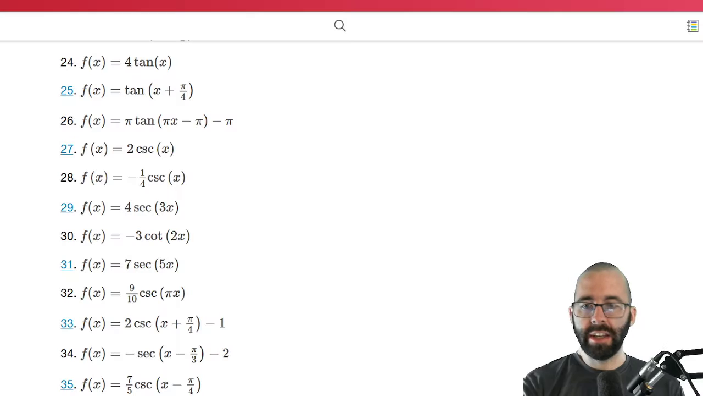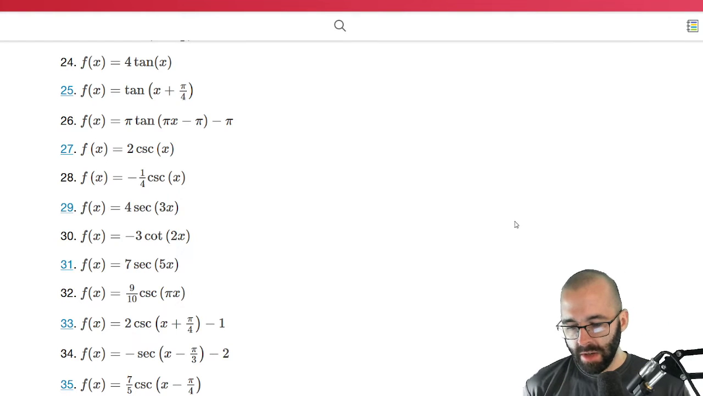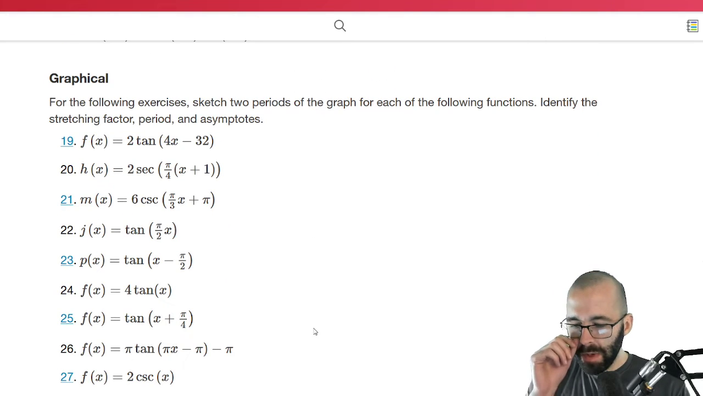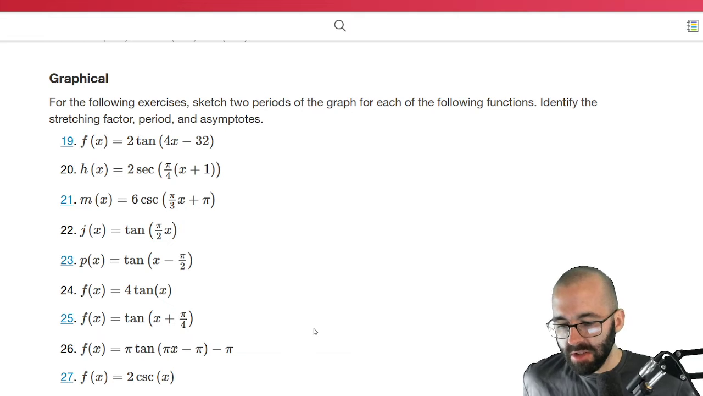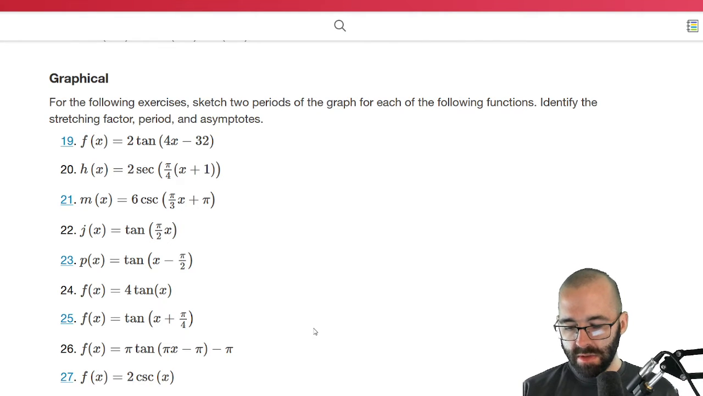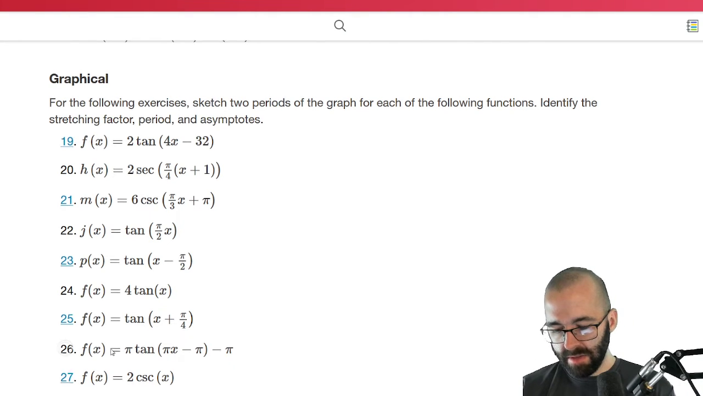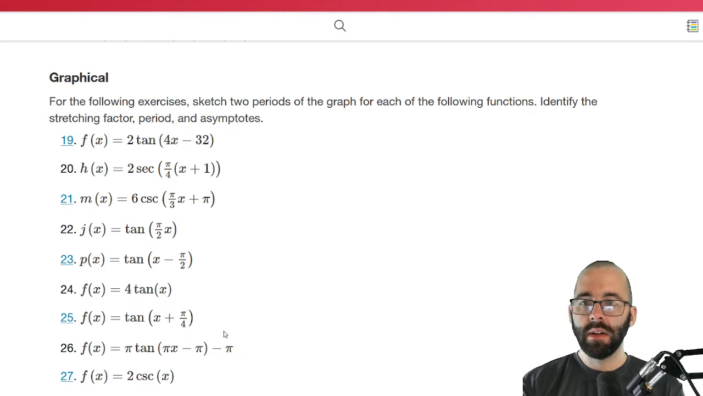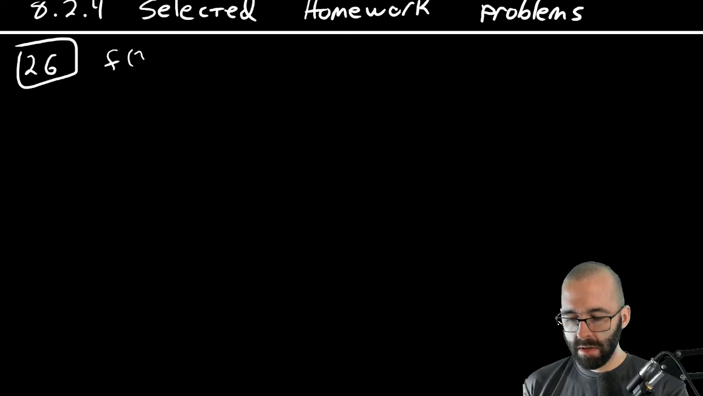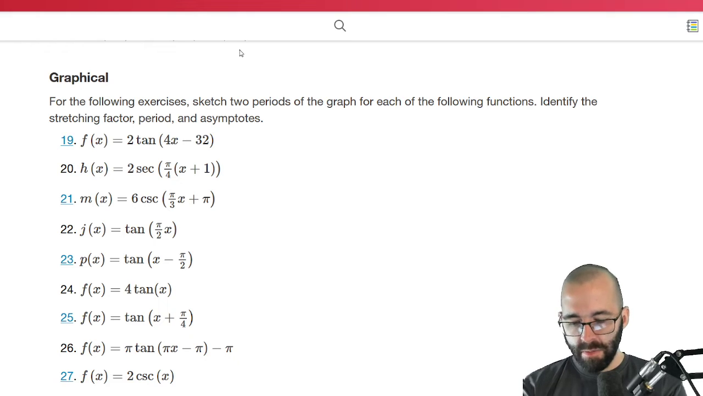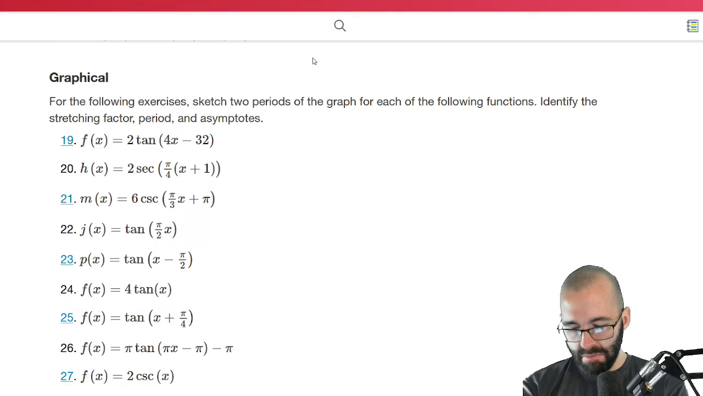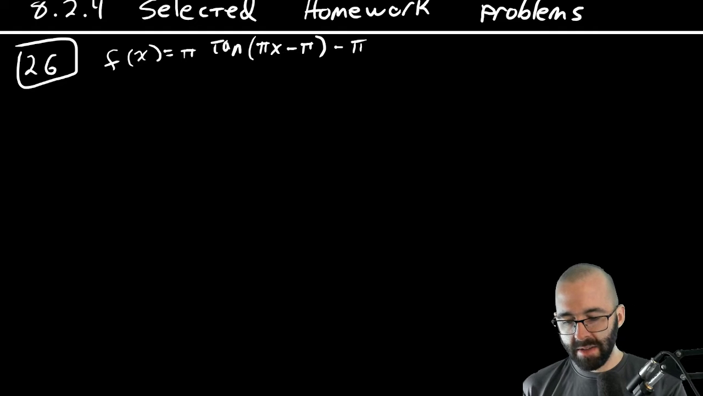All right, we're going to start by looking at number 26 in the homework, which says, sketch two periods of the graph and identify the stretching factor, the period, and the asymptotes. All right, we're looking at this one down here. F of x is equal to pi times tangent of pi x minus pi. Goodness, that's a lot of pi.